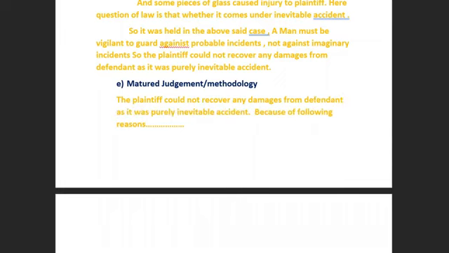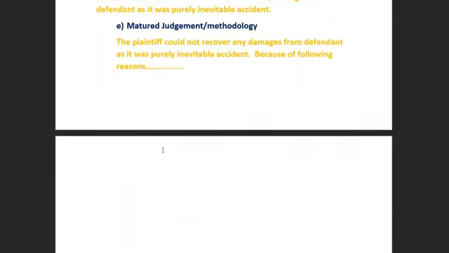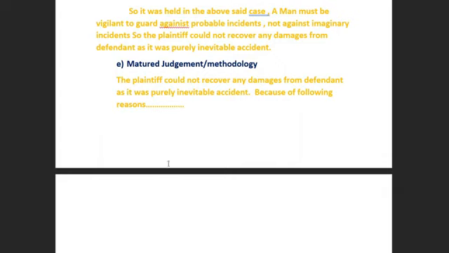The defendant is the owner of the car. Who is the plaintiff? The plaintiff is the person who suffered the injury, as it was purely an inevitable accident because of the following reasons. You have to fill up the reasons. At least 3 reasons should be there. So this is with regard to how to solve the problems in the law of torts.